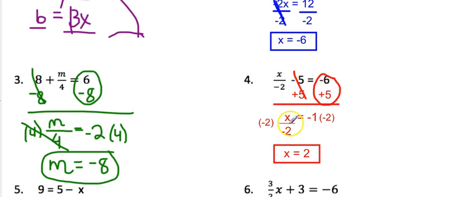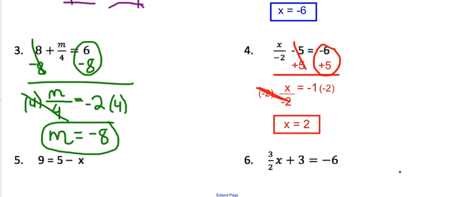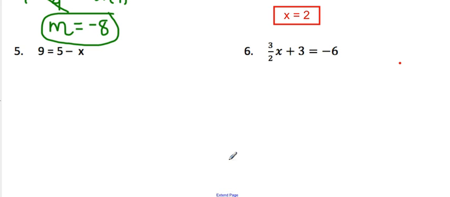And then now I can get rid of this dividing by a negative 2 by doing the opposite and multiplying by a negative 2 on both sides. So these negative 2's will cancel out, leaving you with an x, and then a negative times a negative is a positive answer. Okay? Alright, so those are examples of fraction problems. Okay? Now let's move on to a little bit more trickier problems.